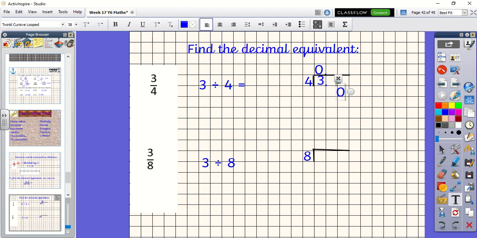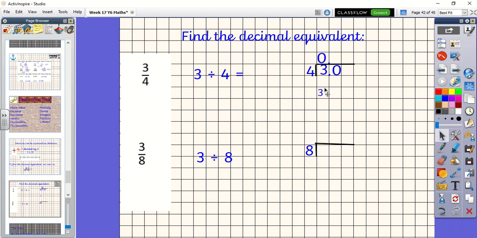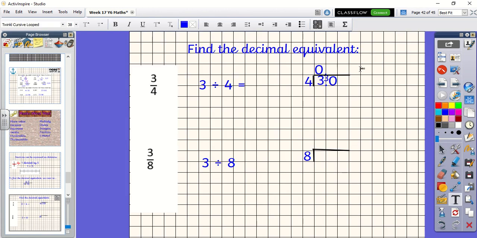Put a 0 for your placeholder and carry that 3 across because we haven't used it yet. And bring it up. So then we do how many 4s go into 30. So 4, 8, 12, 16, 20, 24, 28. So that would be 7 times.